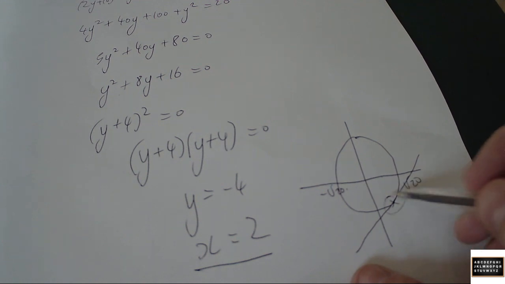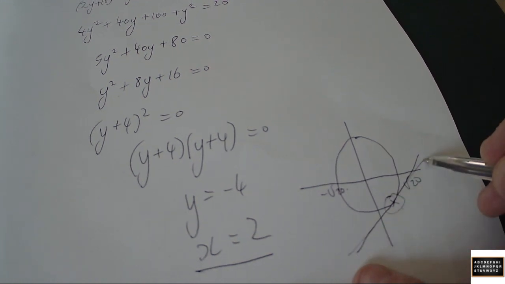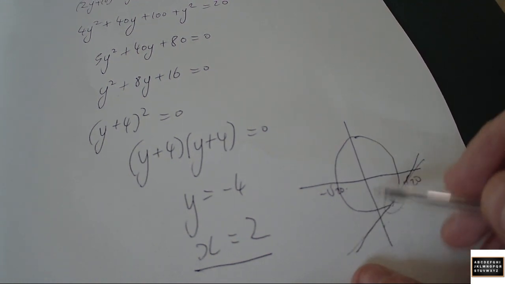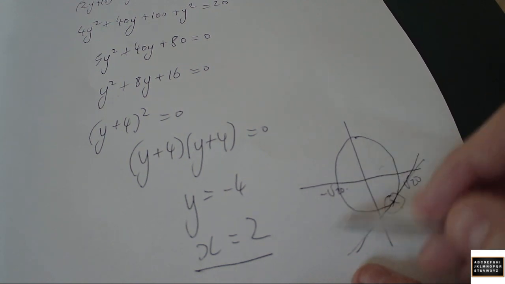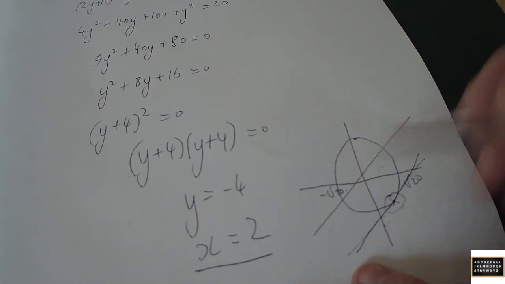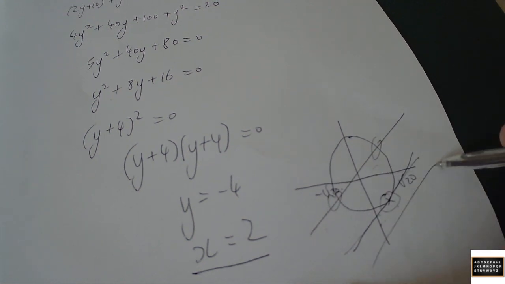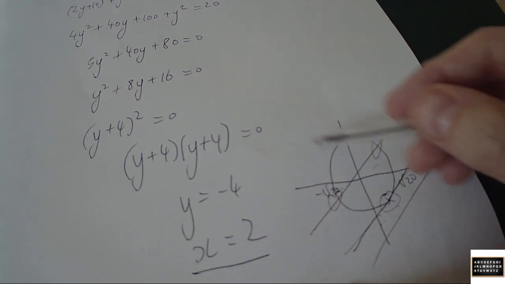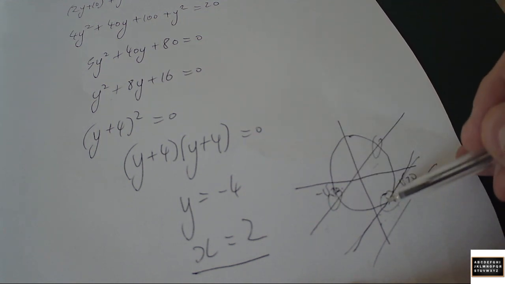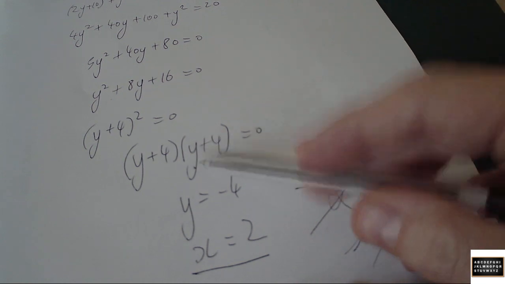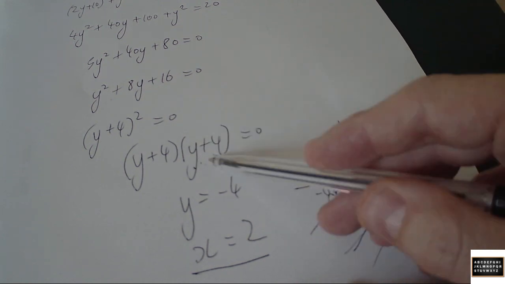The fact that it only hits it once means it has to be a tangent. If it hit the circle somewhere else and it wasn't a tangent, it would always hit it twice. If it went through the circle like here, it would hit it twice. If it didn't hit the circle at all, there'd be no solutions. If it went through the circle any other way, there'd always be 2 solutions unless it was a tangent and it only hit it once. So the fact that that is a repeated root implies that it is a tangent to the curve.